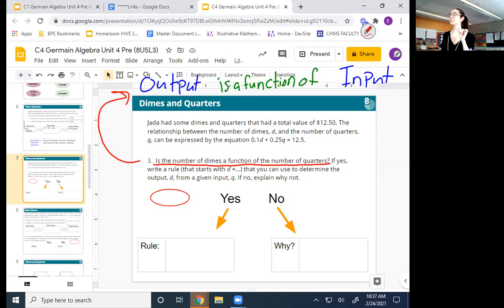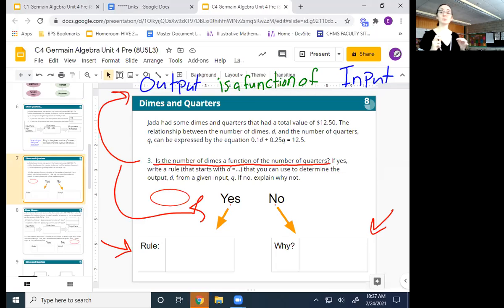I want you to think about that first. Is that a correct statement, saying that dimes is a function of quarters? Answer that question here, yes or no. If you said yes, tell me again what we think the rule is. If we think no, tell me why that is not the way that we would write that function statement. I'll let you take 1 minute right now to independently do that.